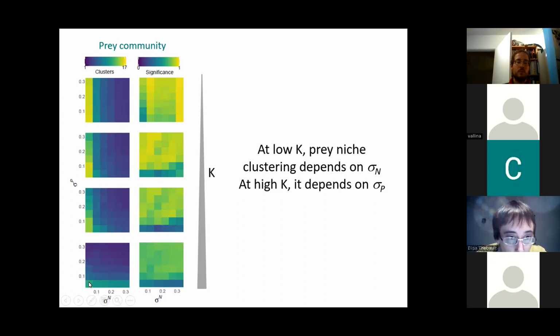And if you go to high values of carrying capacity, it's no longer sigma n that determines the number of clusters we observe, but sigma p. Basically, at low sigma p values, we have quite specialist predators, and in that case, we have more clusters than when we have generalist predators. So definitely, both predation and competition can determine the number of clusters.